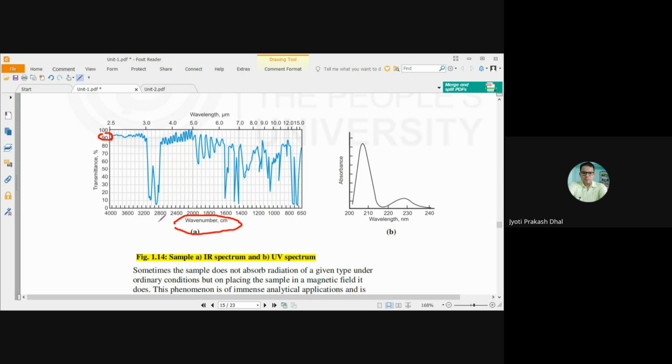But at the wavelength which is absorbed by the sample according to its characteristics, the transmittance suddenly decreases to around 10 or 5 or 2%. So when the electromagnetic radiation is allowed to pass through the sample, due to absorption of a particular wavelength there will be a peak position, or in other words there will be a decrease in transmittance, and that will give rise to different peaks. That is the origin of IR spectra.